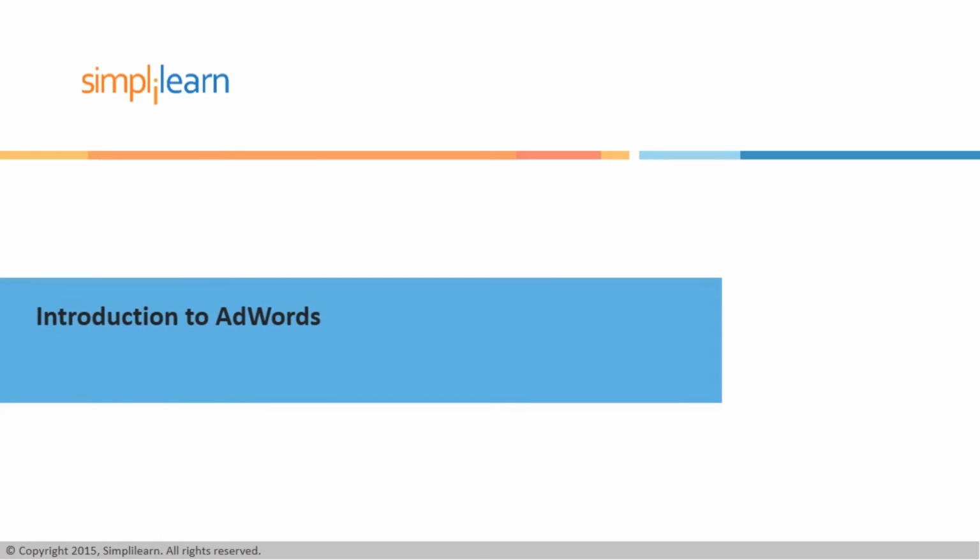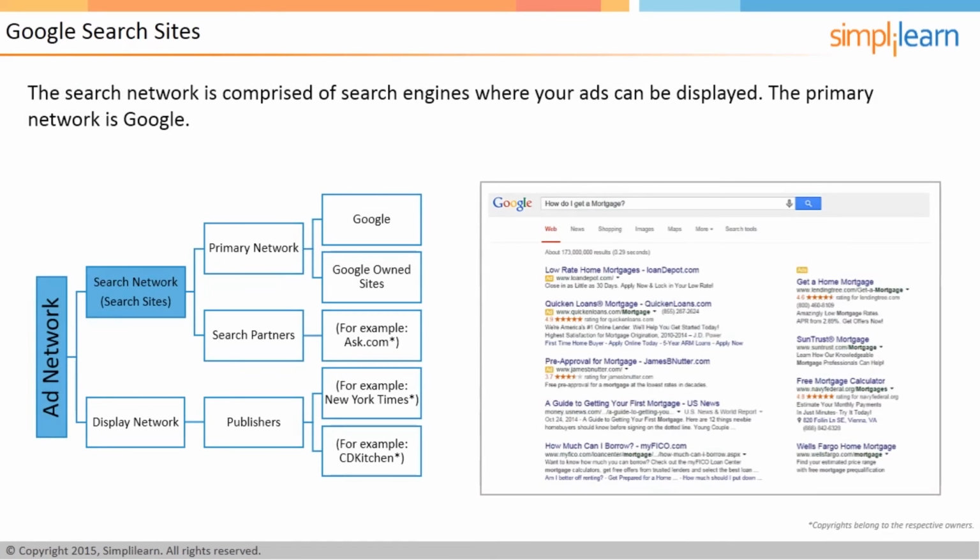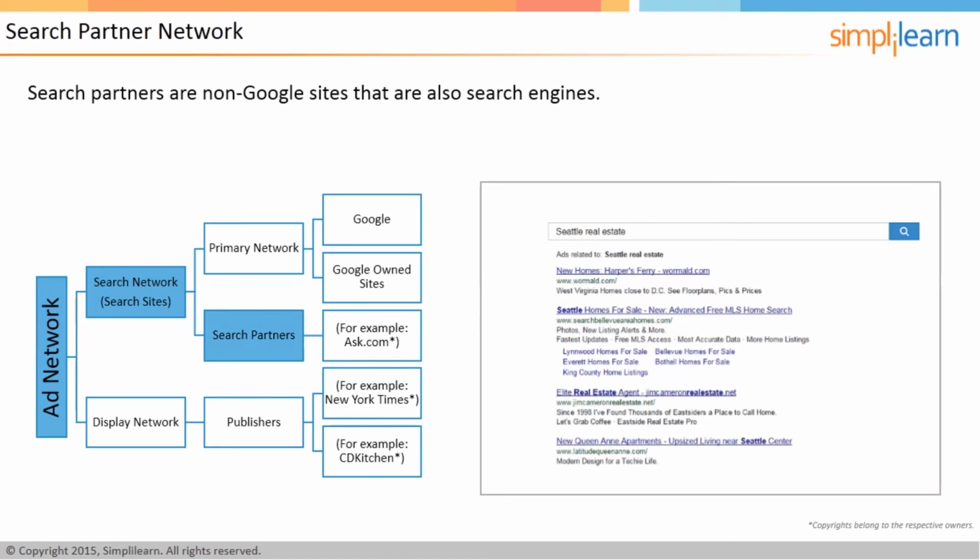Now, your ads can show in multiple places, so we're going to introduce the basics of Google's various networks. First we have Google search sites. The search network is comprised of search engines where your ads can be displayed. The primary network is of course Google and Google-owned sites such as Google CO UK, Google Australia, Google US, etc. The search partner network are search partners, still search engines, that are non-Google sites. For instance, Ask.com is a Google search partner. When you do searches on Ask.com, the ads are coming from AdWords in many cases.